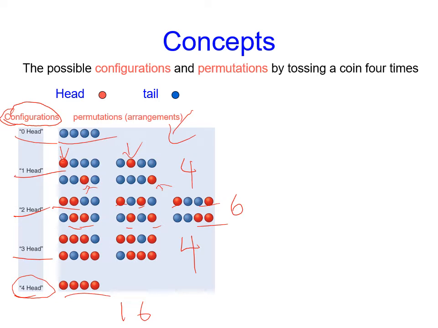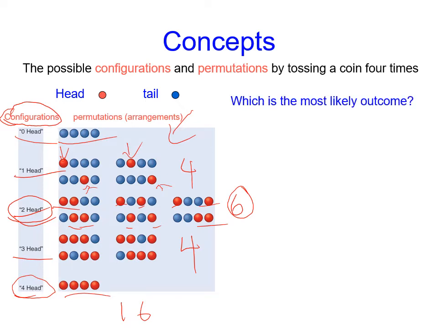Now each of these permutations has equal possibility. So which one is the most likely outcome? Because 2 heads has the largest number of permutations, and every arrangement or permutation has an equal possibility, therefore 2 heads should be the most likely outcome configuration. In other words, if you toss a coin 4 times, most likely you get 2 heads.